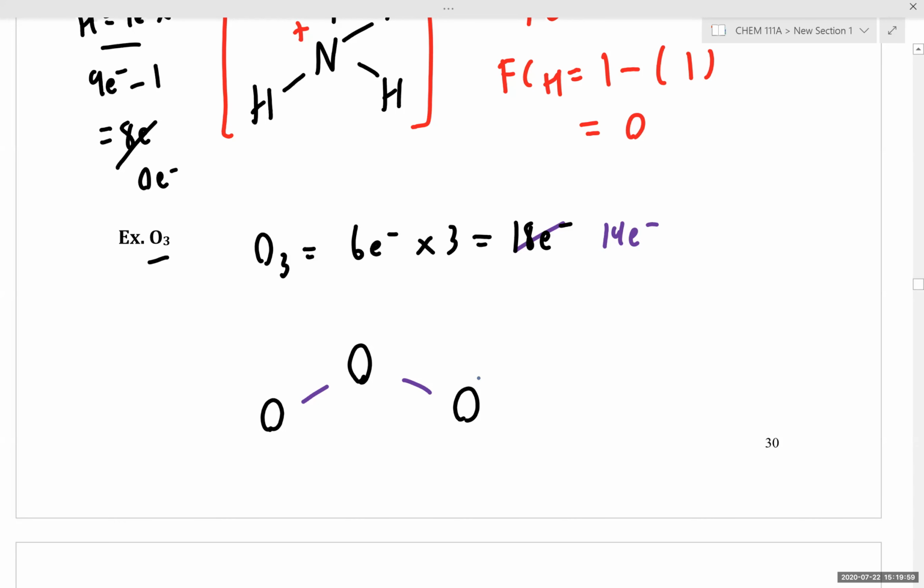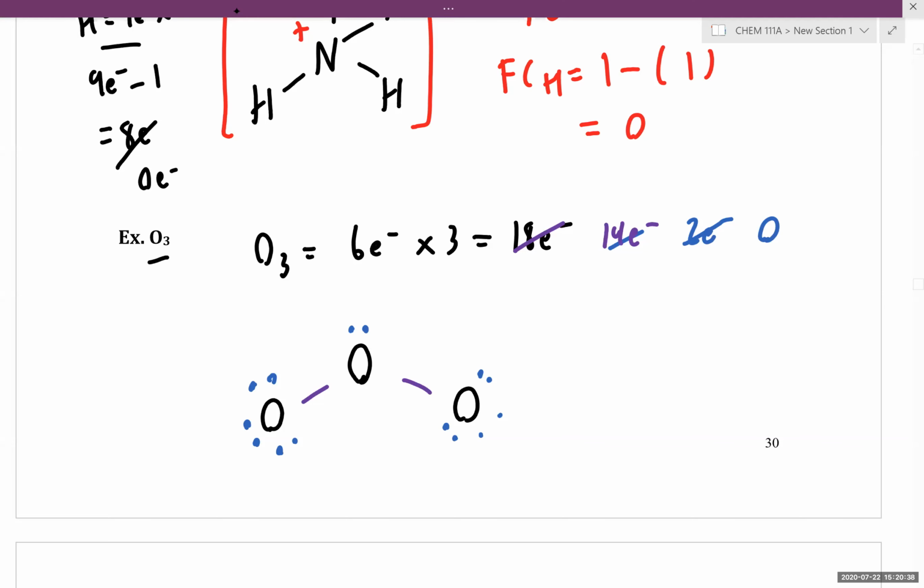How many lone pair electrons does the rightmost oxygen need? 6 lone pair electrons. 2, 4, 6. The leftmost oxygen also needs 6, 8, 10, 12. We used up 12 electrons. We have 2 electrons remaining. Where do our last 2 electrons go? The central oxygen, okay. We have 0 electrons remaining.